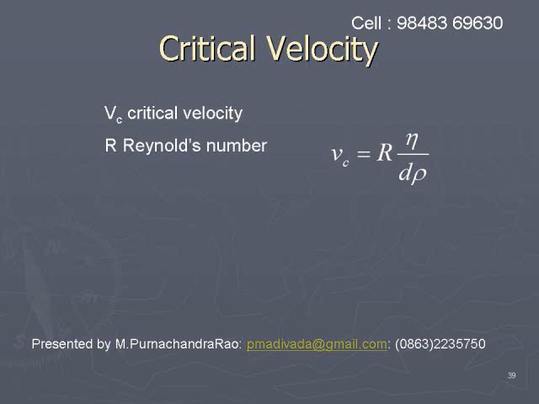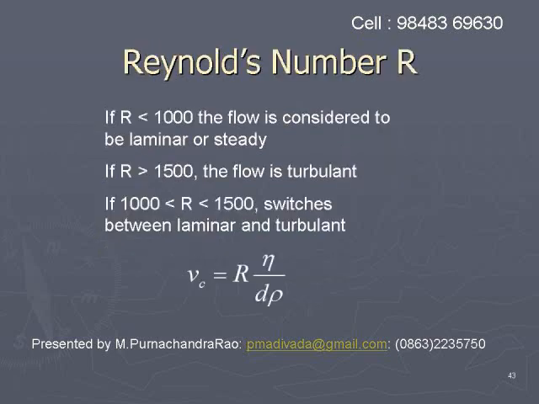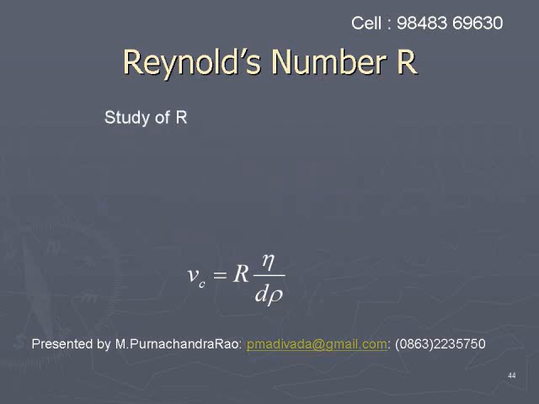R represents a constant number known as Reynolds number, d is the diameter of the tube, and rho is the density of the liquid. Eta is the coefficient of viscosity, which we are going to study now. With the value of the Reynolds number R, we mathematically study the state of flow.